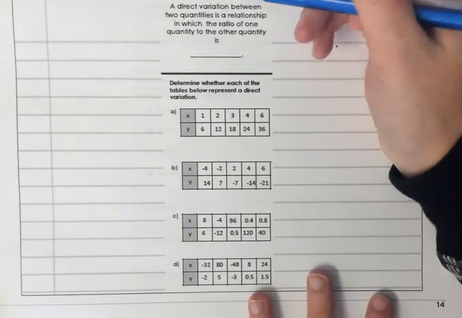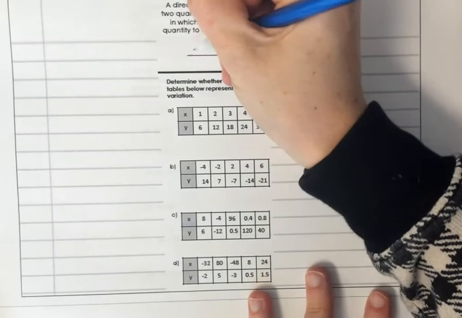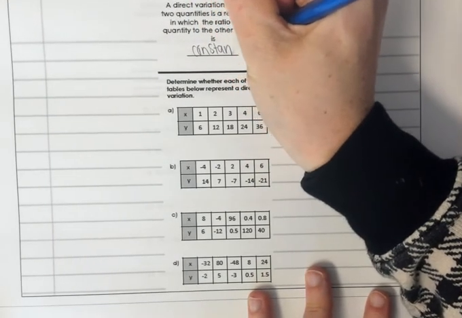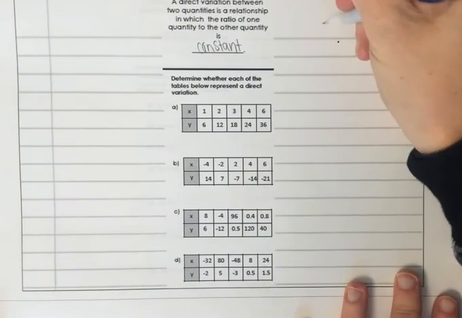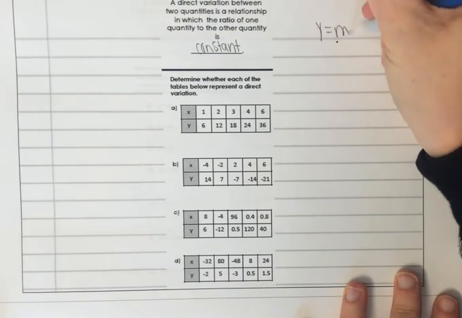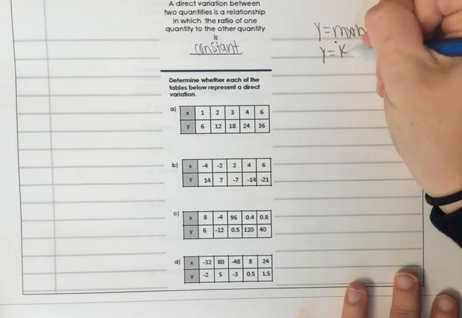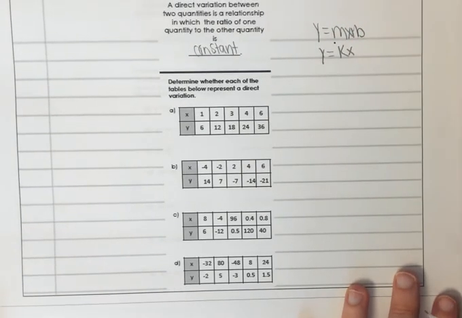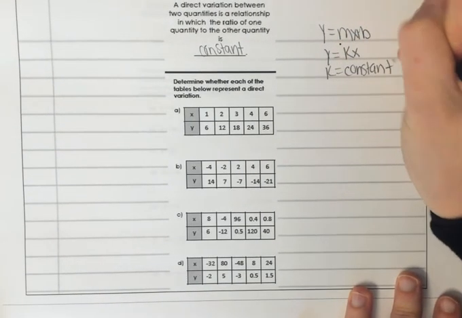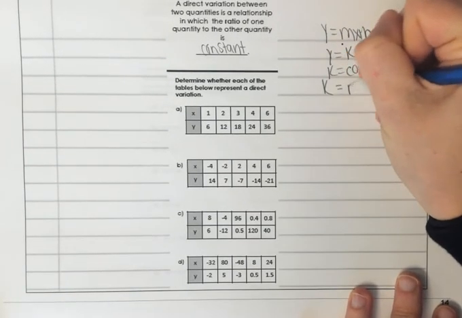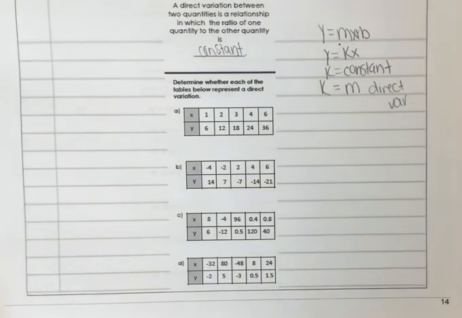So for the first part, it says a direct variation between two quantities is a relationship in which the ratio of one quantity to the other quantity is constant. And that's the word we use a lot when we're talking about direct variation. There's really one main formula. Remember that y equals mx plus b is just the formula for a line. But with direct variation, we use y equals kx, where k is the constant. And yes, the k is the same thing as the slope in direct variation. So slope and k are the same thing.